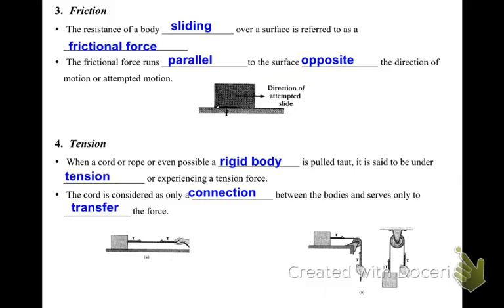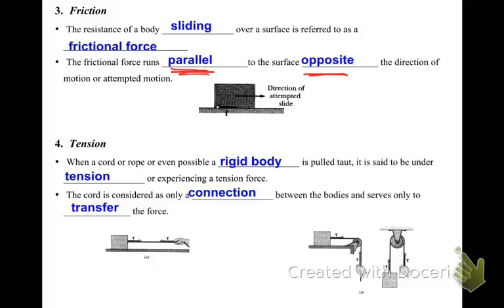So now let's talk about our third and fourth types of forces. We've got friction. Everybody's heard of friction. Friction is defined as the resistance of a body sliding over a surface. In other words, if you're pushing something, let's say a giant refrigerator, there's friction that's opposing your direction of push. So the friction force runs parallel to the surface. Our normal force ran perpendicular to the surface. Our frictional force runs parallel.